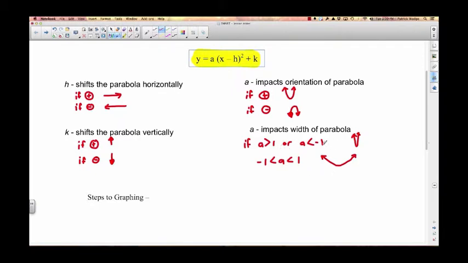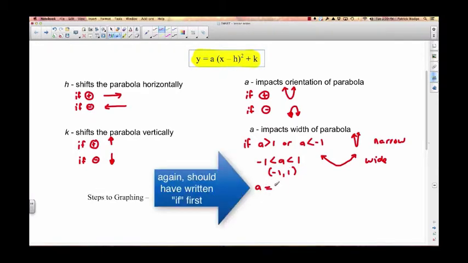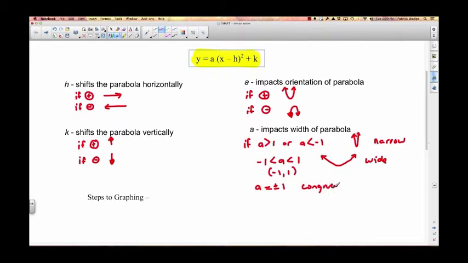But the point I'm trying to make is, and maybe I'll actually write this in here, it's going to be narrow if a is bigger than 1, 1.5, 2, 17, or if a is less than -1, -1.3, -4, whatever. It'll be narrow. It's going to be wide when a is between -1 and 1. Remember, this is the same thing as this, -1 to 1, between but not inclusive. What if it is 1 or -1? So if a equals plus or minus 1, either positive 1 or -1, then it's congruent to the mother function. Same width as the mother function.